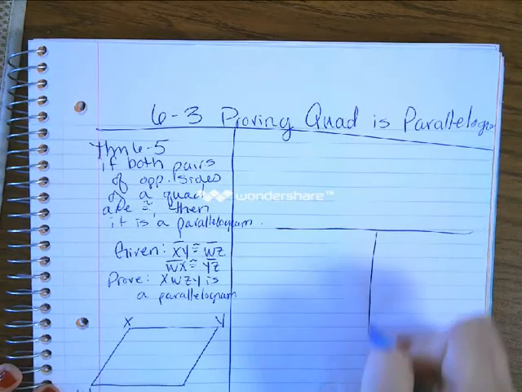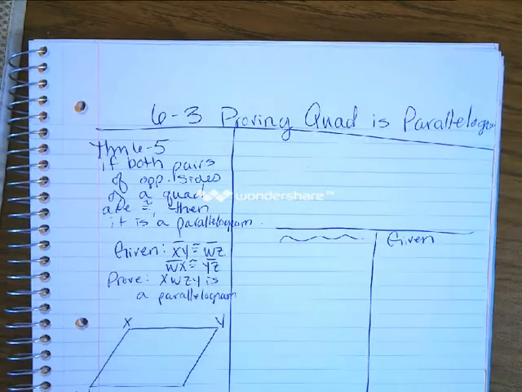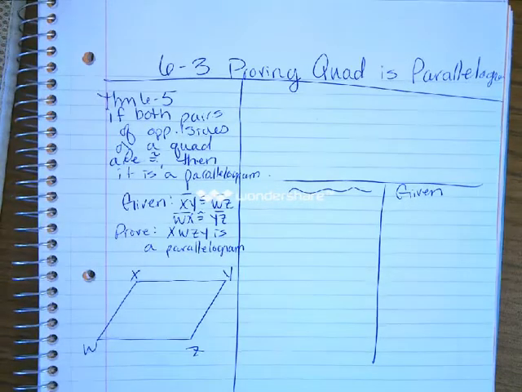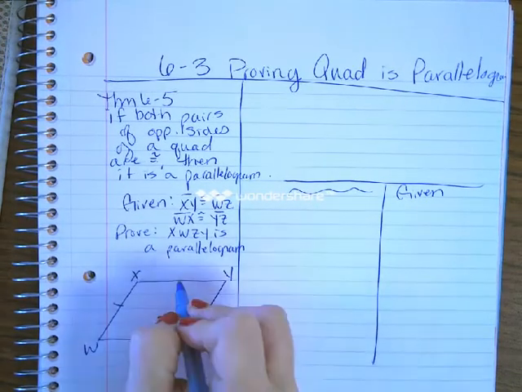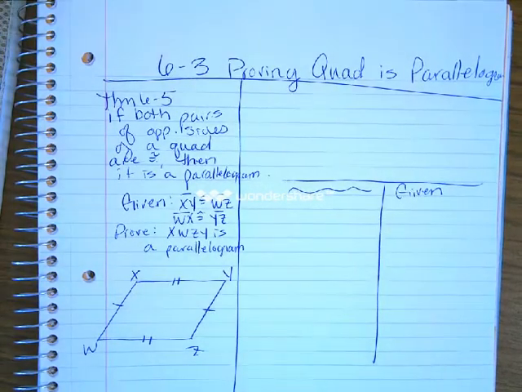We're going to start with the given. Okay, we know that opposite sides are congruent. So we know that that one is congruent to that one, and this one is congruent to that one. Let me get some highlighters out. Alright.